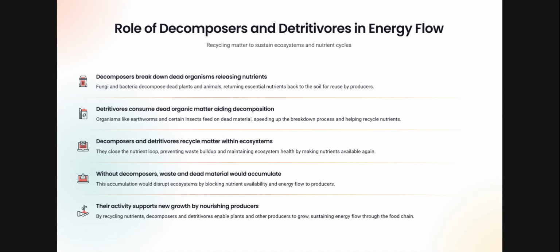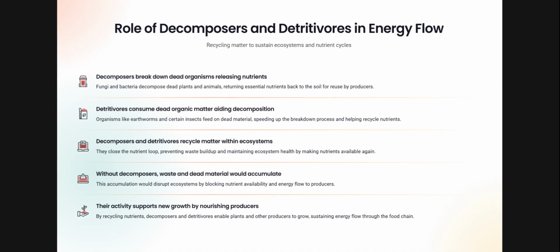First, decomposers such as fungi and bacteria specialize in breaking down dead plants and animals. Through this process, they release vital nutrients back into the soil, making them available again for producers like plants. Without this nutrient return, producers would struggle to grow and sustain the ecosystem.